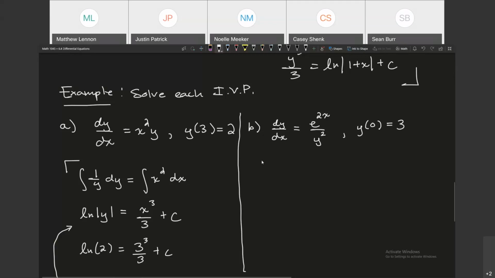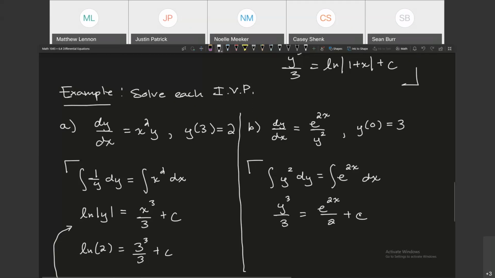So again, we want to separate our variables. So multiply by y squared, we end up with y squared dy. And on the other side, we have e to the 2x dx. And then we can integrate. So we have y to the third power over 3. And for e to the 2x, remember e to the kx has antiderivative e to the kx over k. So this will just be e to the 2x over 2 plus a constant.